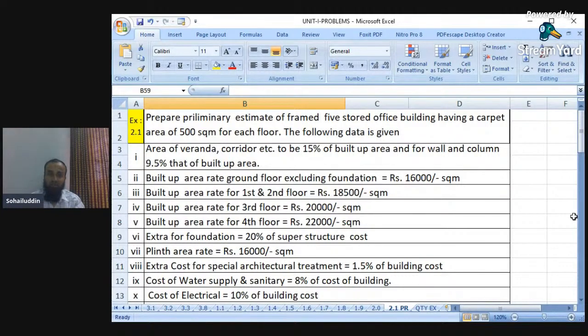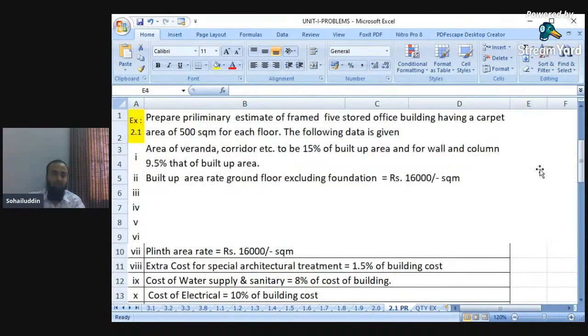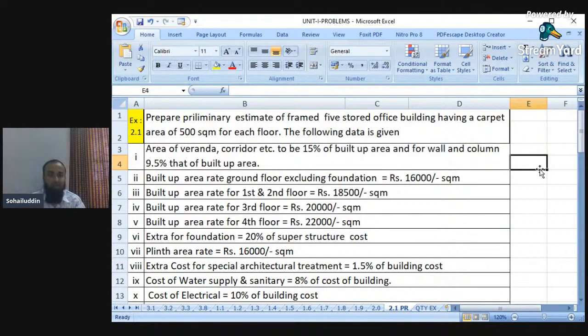Next, the following data is given. The same heads are given, with serial numbers, 10 or somewhat more. The area of veranda, as usual, is 15%, whereas 9.5% has been taken by wall and column. Built up area rate, again the same, excluding foundations, only for the ground floor, is given as in the last problem. It is 15,000 there. Here it is 16,000. Built up area rate for first and second floor, again the same.